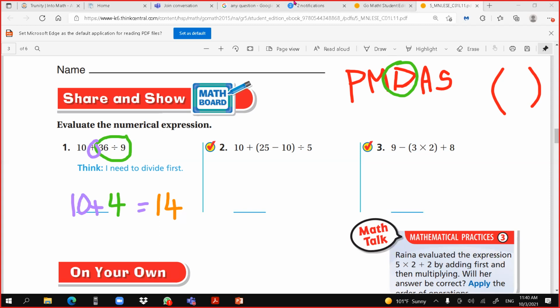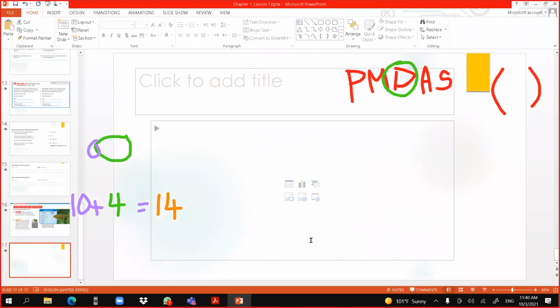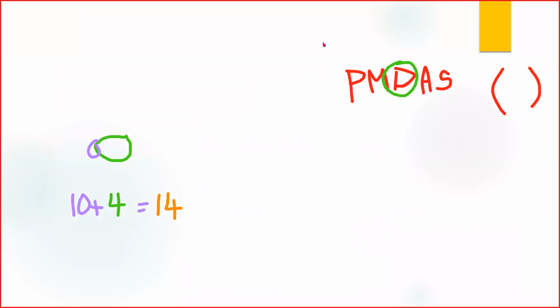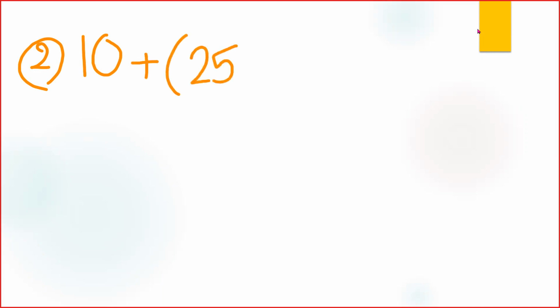Okay. Now I will give you another example. Look at me here. As an example, in number 2 in your book, you have 10, but I need to write it here because I want to move the numbers in order to understand more. 10 plus, in parentheses, 25 minus 10, divide by 5.